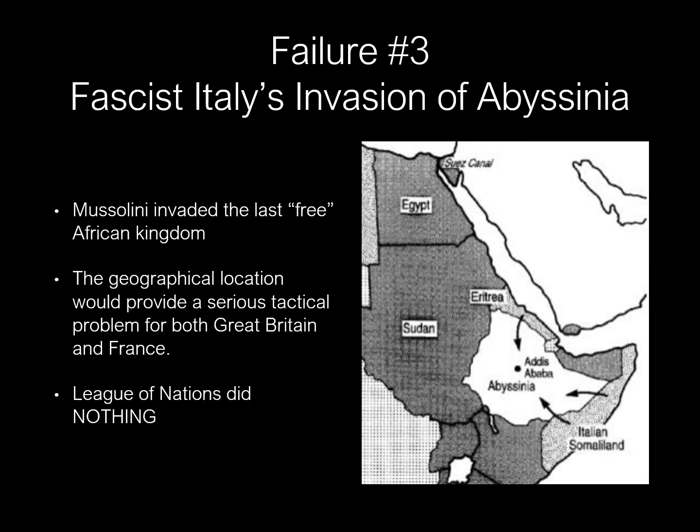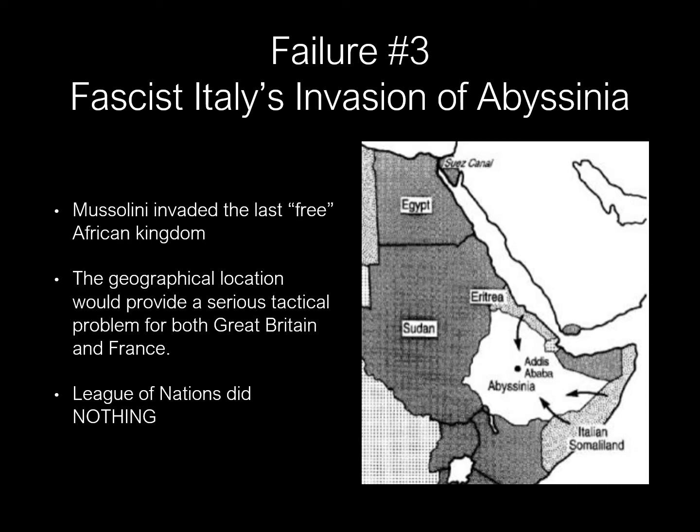Abyssinia was the last of the quote-unquote free places in Africa. Most of the rest of Africa was either a British or a French colony, with some Italian territory. And while the fighting was actually pretty resistant towards the Italians, Italy took this because it would provide a serious tactical problem for the British. The Italians could essentially block off the Red Sea, so Britain couldn't use the Red Sea to access colonies such as India and had to go all the way around Africa.